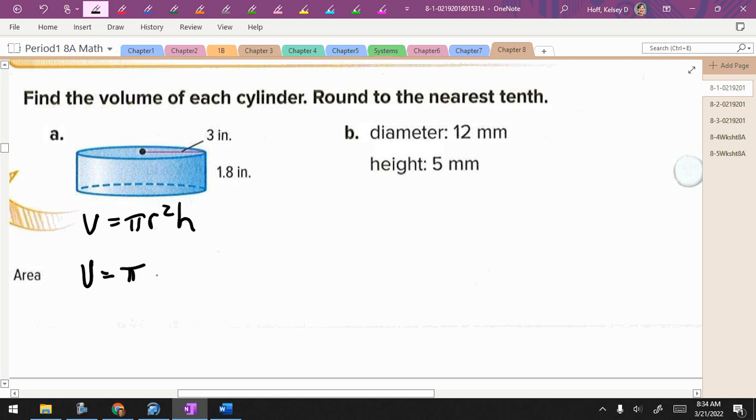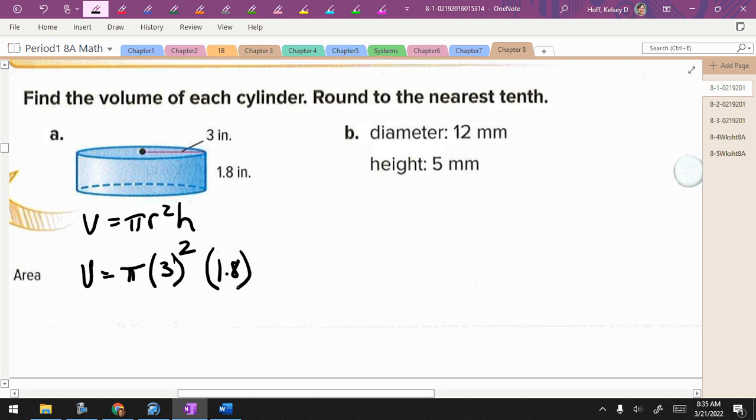Pi is just pi. What is my radius in this one? What is your radius in this picture? 3. Very good. The distance from the center to the outside edge, and don't forget to put the squared on that 3. What's our height? What is the distance between the 2 circles? 1.8.